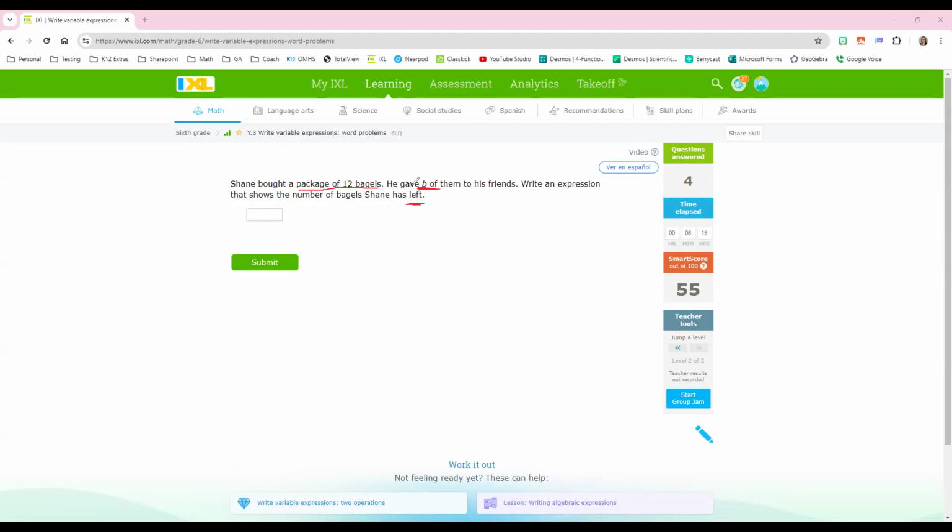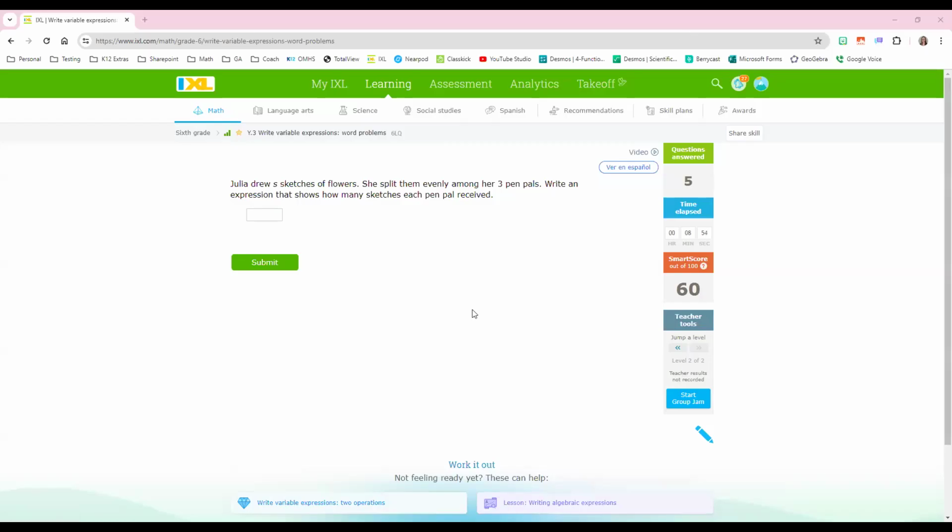If it said he split them evenly, I would want to divide. But it's just saying he's giving some away and we want to know how many he has left. So that clues me in to subtraction. So we would have 12 minus B as our expression. And you don't have to put spaces in there. I am just doing it so it looks a little bit easier for the video, but you don't have to put the spaces in between the minus sign for IXL to count it as correct.